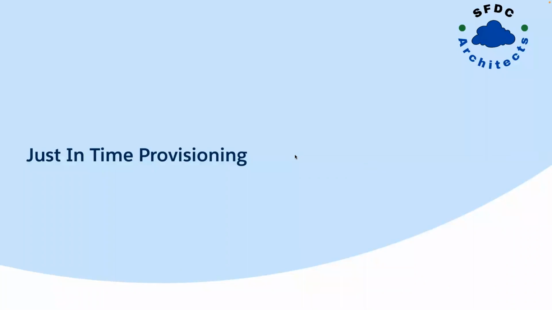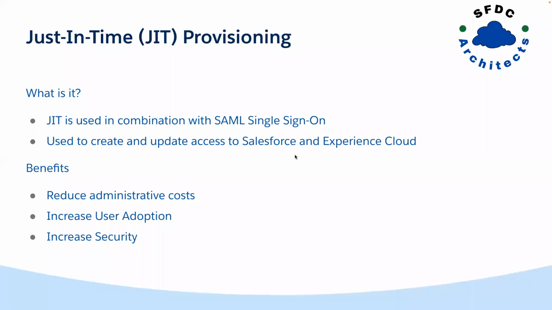Just-in-time provisioning, often JIT, depending on how you pronounce it. But what is it? Just-in-time provisioning is used in combination only with SAML single sign-on. So if you have enabled federated sign-on for either your Salesforce org or for your Experience Cloud site, you can enable SAML and you can add just-in-time provisioning. It's used to create users and to also update the user access from both Salesforce and Experience Cloud.